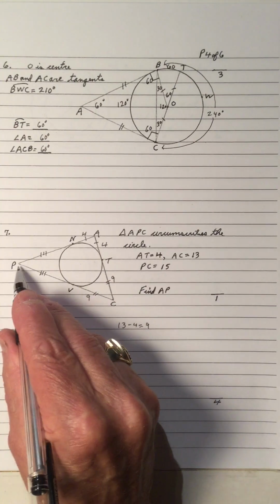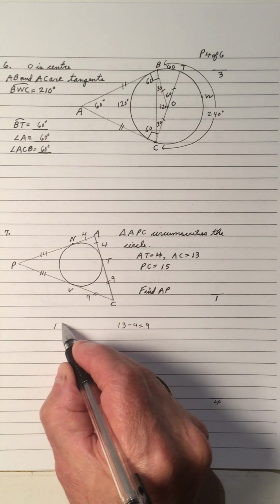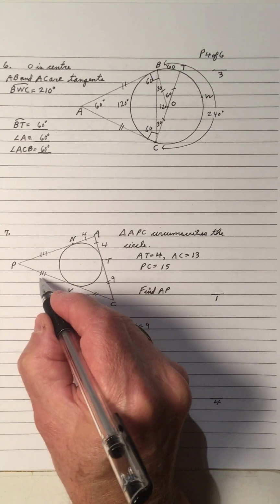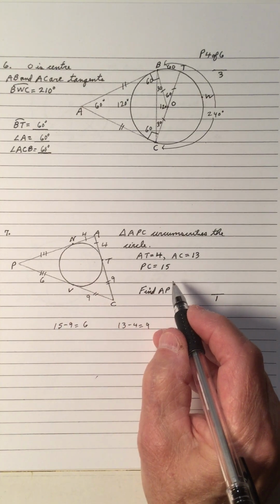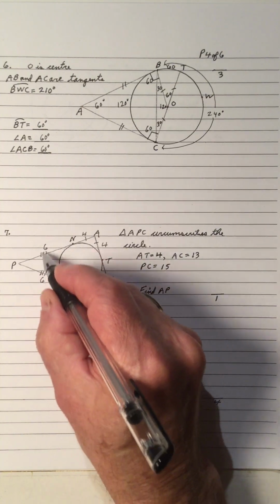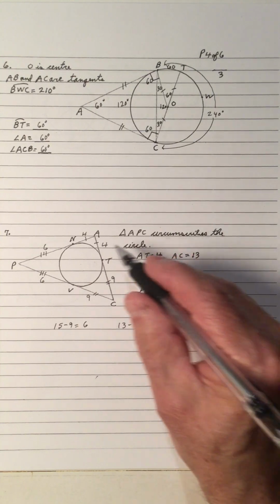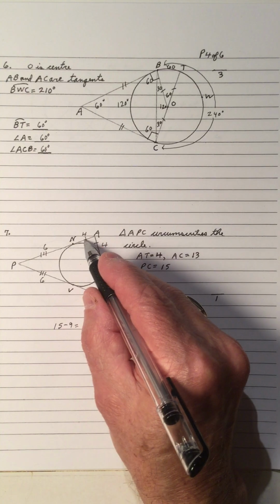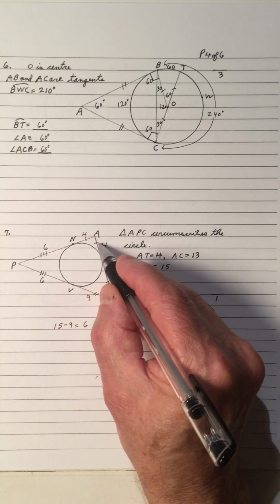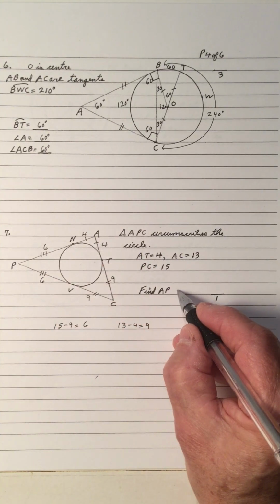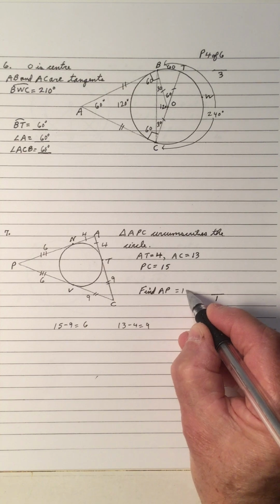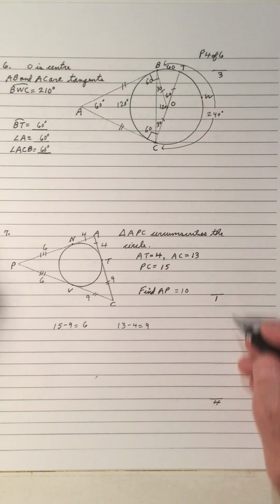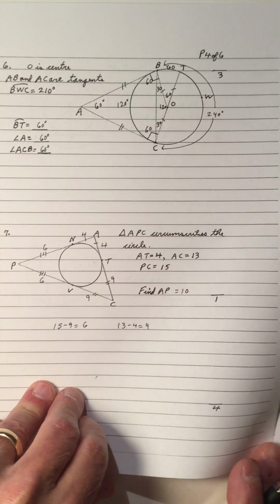And PC is 15. So 15 minus 9 gives you 6. So this is 6. And this is equal, so that's a 6. So let's check. Adds up to 13, adds up to 15. They're 4 and 6. They're equal. So AP is 10. And all that to give you 1 mark. 4 marks for the page, total page.